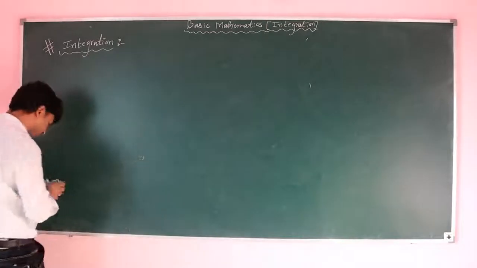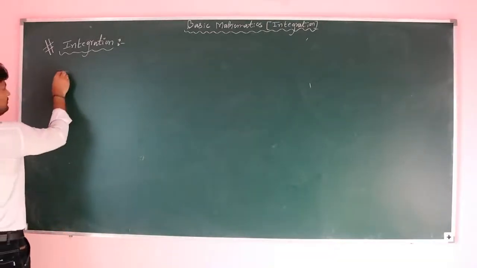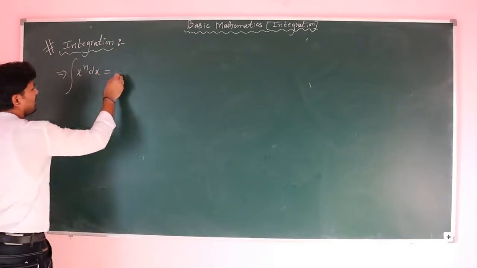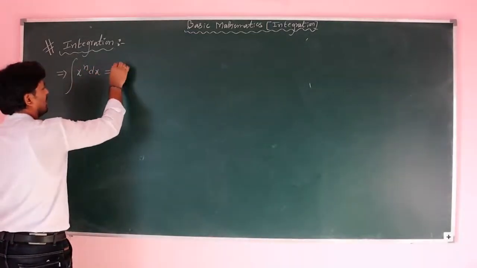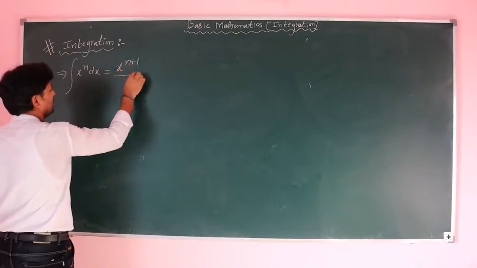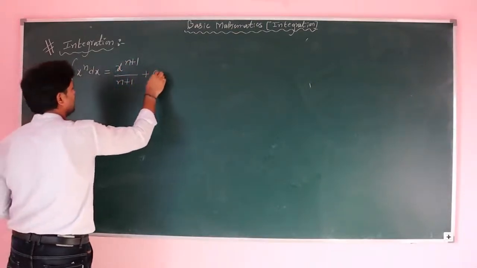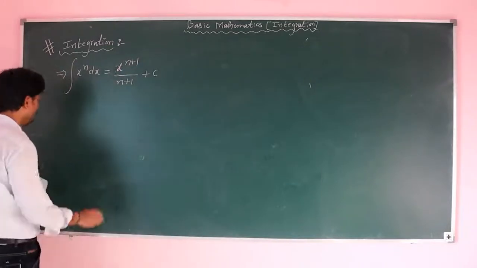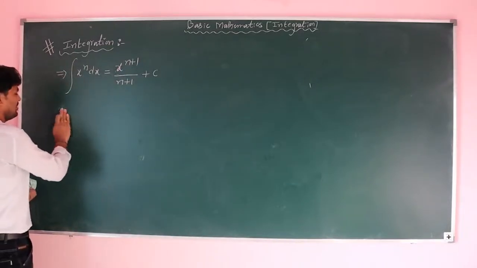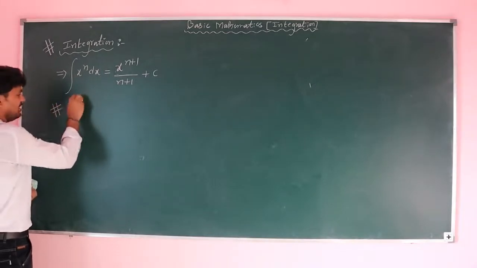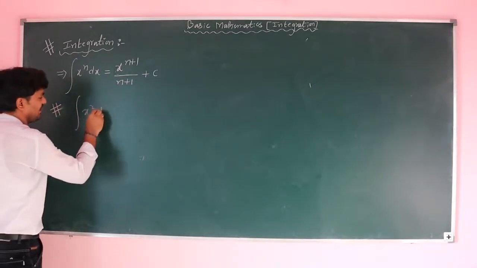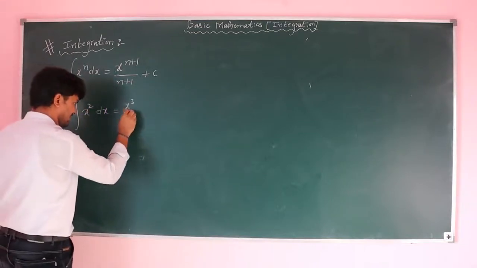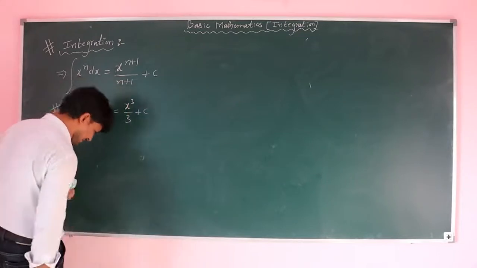So here we are taking the integral of x power n dx. What is the formula we are using? It is x to the power of n plus 1 upon n plus 1, plus c, where c stands for constant. Now we'll take some examples. Integral x square dx: how much are you getting? Simply x cube by 3 plus c.